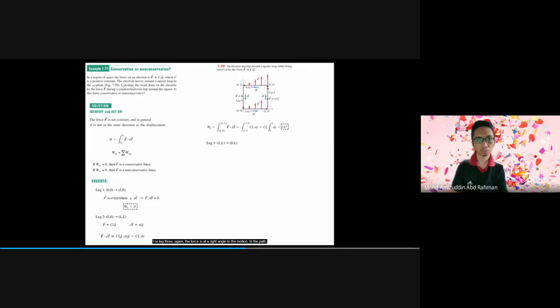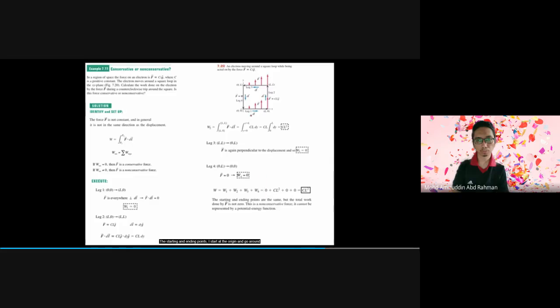For leg 3, again, the force is at a right angle to the motion, the path, and so the work is going to be 0 along that path. And for leg 4, in principle, I could have a finite work, but in fact, the force is 0 here because x is equal to 0 on this leg. So again, I find that the work is equal to 0. The total work in going around the square loop is in fact CL squared.